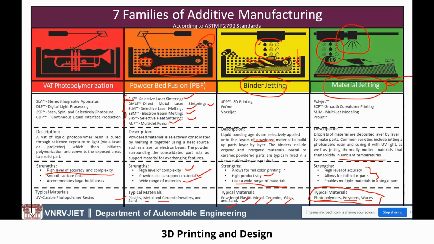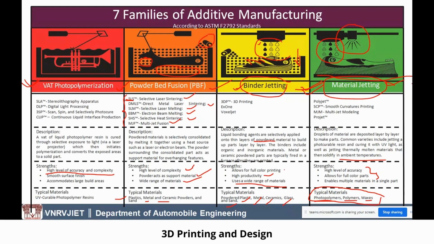So, thank you. So these are the first four processes. The first one is liquid based, and this one is powder based, and these two again come under liquid based 3D printing processes. And as per your syllabus, this is under unit number 1, this is unit number 2, and this is unit number 3.